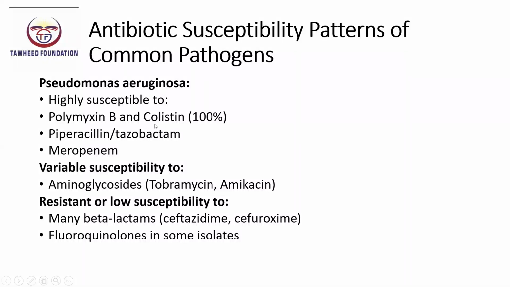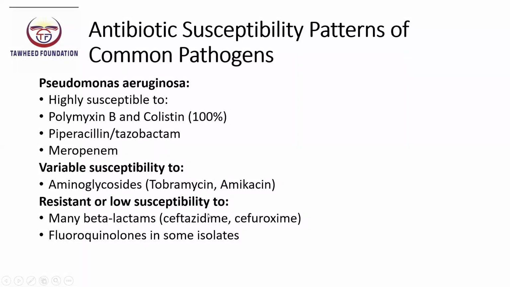So here, colistin remains highly effective against Pseudomonas aeruginosa and is often reserved for multi-drug resistant infections. Carbapenems like imipenem and meropenem still show moderate susceptibility, but resistance is increasing, partly due to gene mutation and efflux pumps. So the combination of these antibiotics shows variable effectiveness and is a valuable option for less resistant strains.